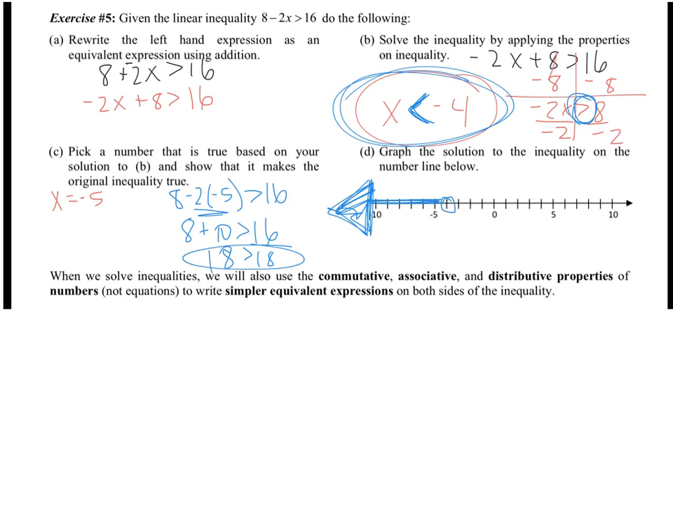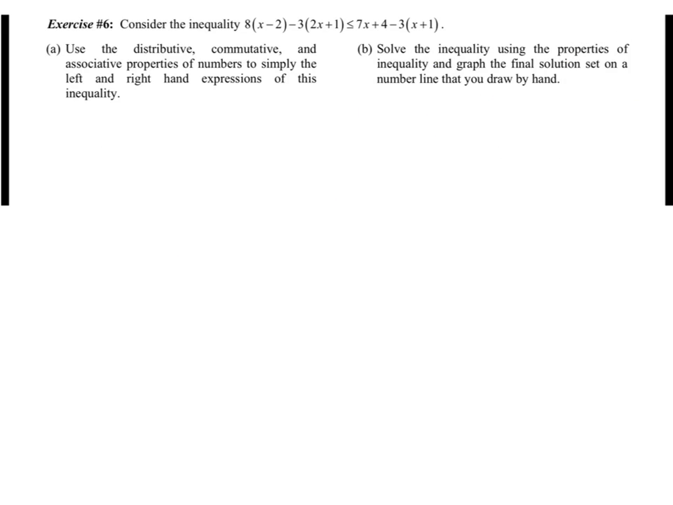When we solve inequalities, we will also use the commutative, associative, and distributive properties of numbers to write simpler equivalent expressions on both sides of the inequality. So consider this inequality. It's a very, very long inequality. And we need to use the distributive, commutative, and associative properties to simplify the left and right hand.